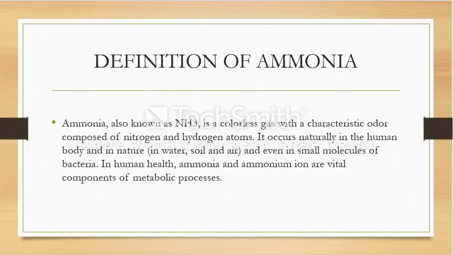Definition of ammonia. Ammonia, also known as NH3, is a colorless gas with a characteristic odor composed of nitrogen and hydrogen atoms. It occurs naturally in the human body and in nature, in water, soil, and air, and even in small molecules of bacteria. In human health, ammonia and the ammonium ion are vital components of metabolic processes.